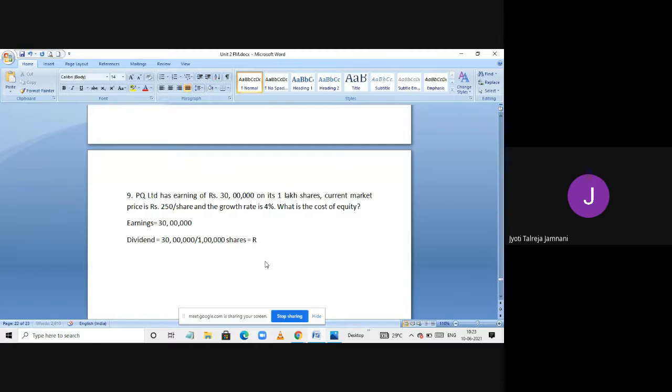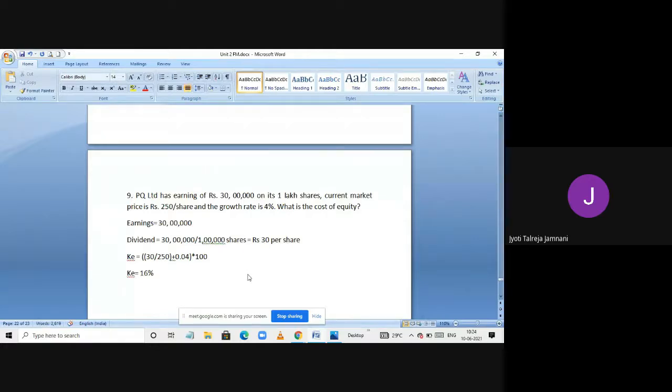So you get it as rupees 30 per share. Cost of equity is equal to dividend 30 rupees divided by market price per share 250 rupees plus growth rate 0.04 into 100. Have you done it like this only and got 16%? Yes, ma'am.